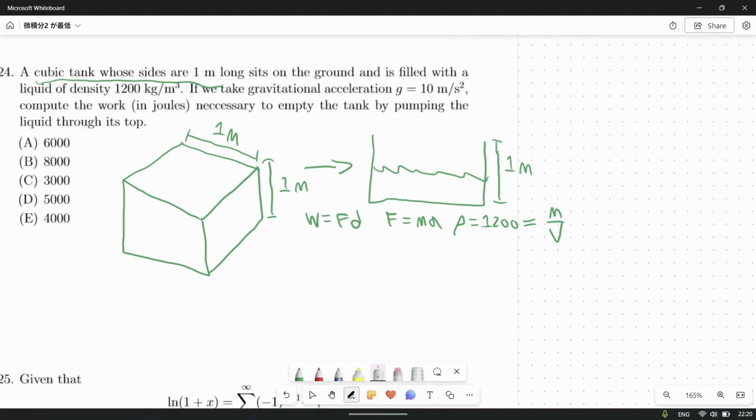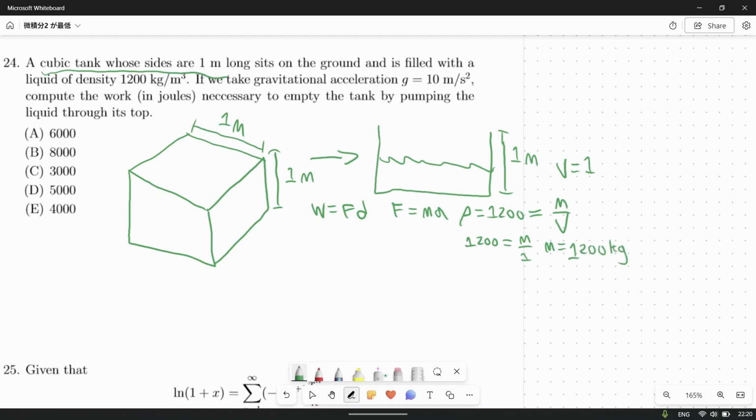We know that the density of the liquid is 1200 kilograms per cubic meter. Also, since we're dealing with a cubic tank that is 1 cubic meter, the volume is also going to be 1 cubic meter. So I'm just going to put V is equal to 1 here. That makes our job of extracting mass pretty easy, because from here we can just say that 1200 is equal to m over 1, which means that the mass is going to be equal to 1200 kilograms as well.